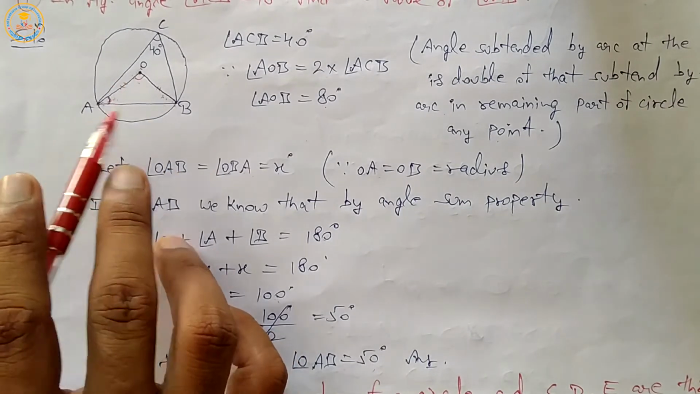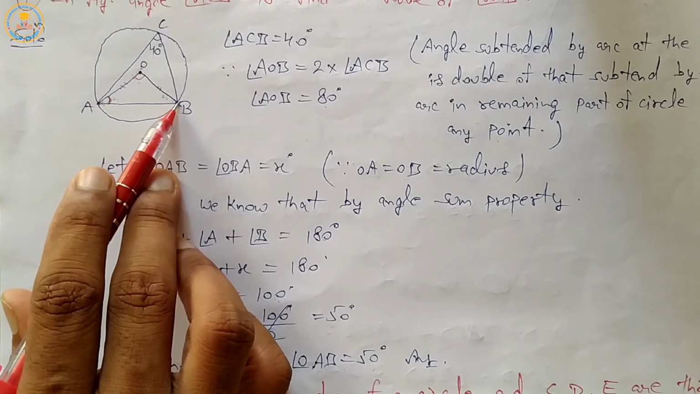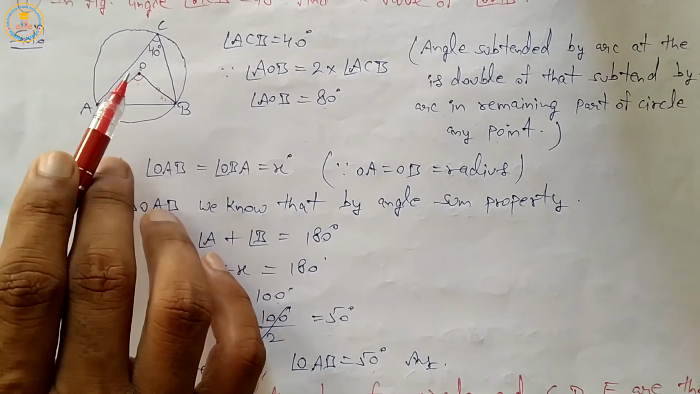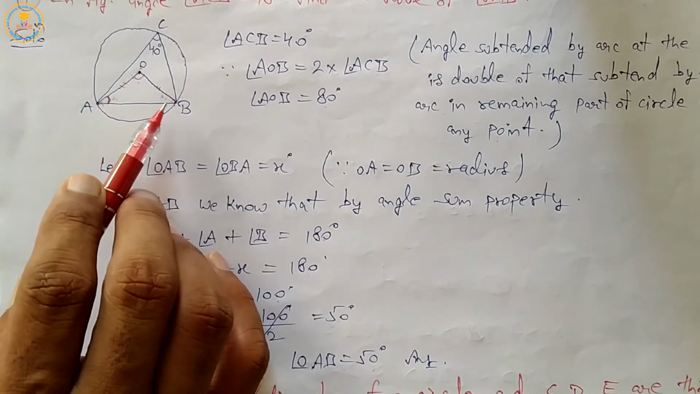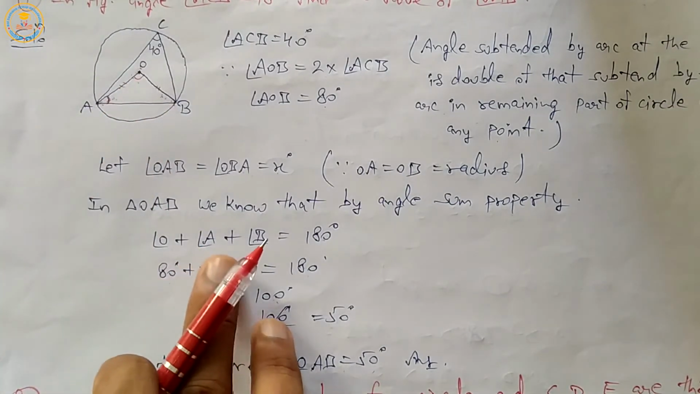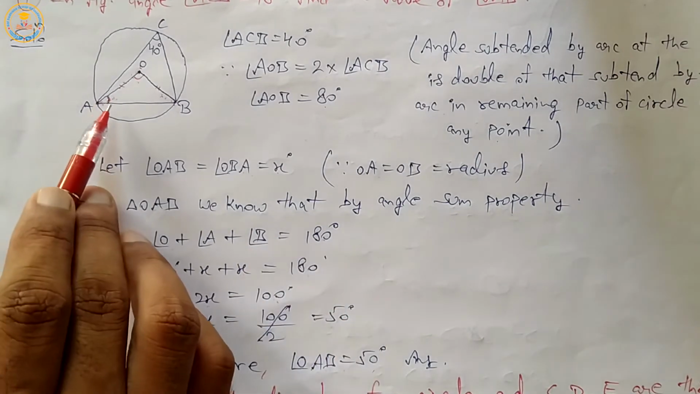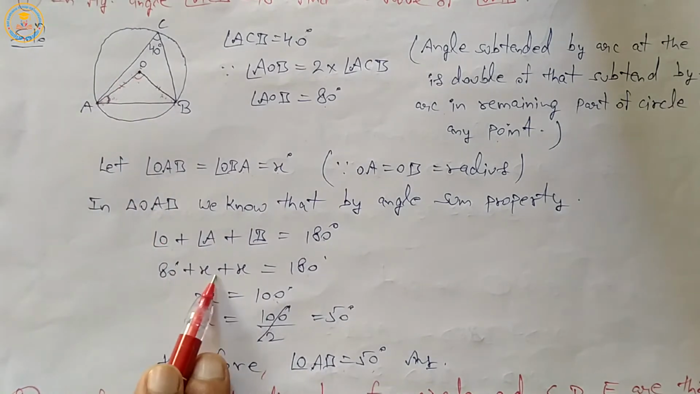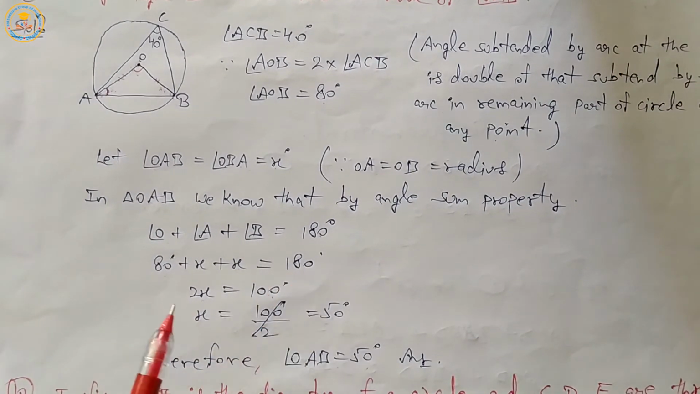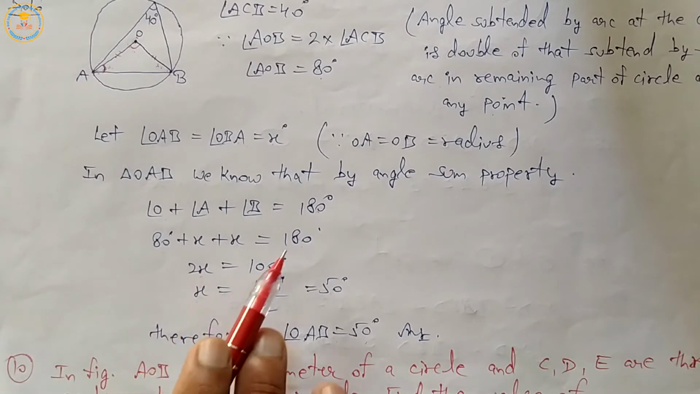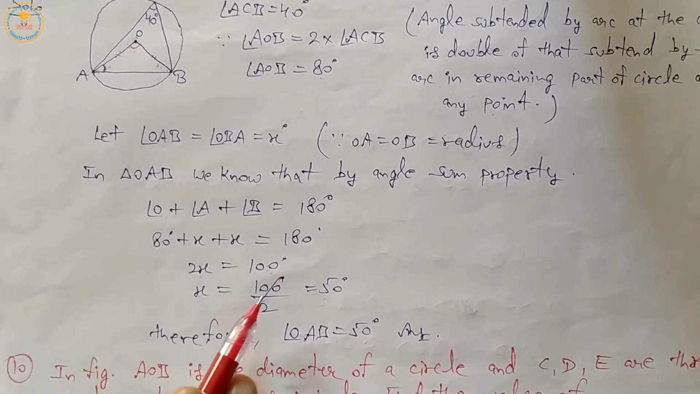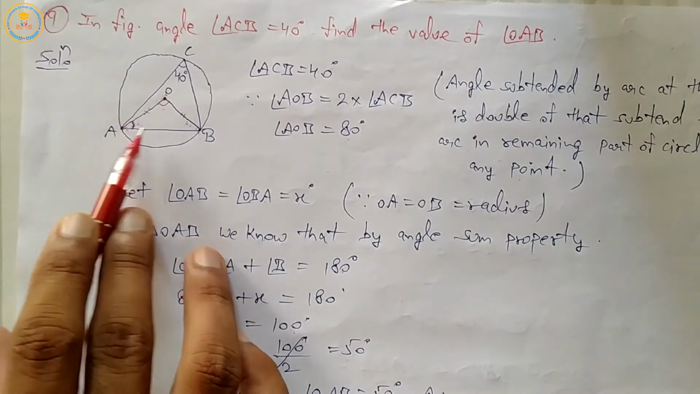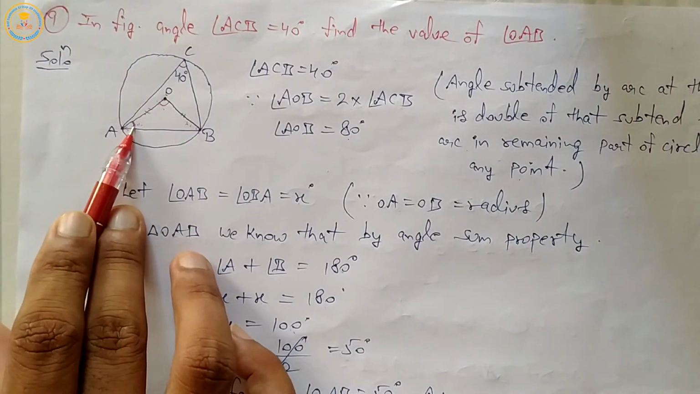So OAB is a triangle, and in a triangle we know that the sum of all angles is 180. So angle O plus angle A plus angle B equals 180. We calculate x plus x is 2x, 180 minus 80 is 100, x equals 100 by 2, 50 degrees. So therefore this angle OAB equals 50 degrees. Answer.